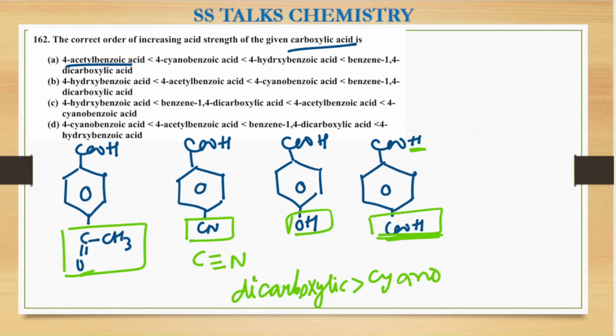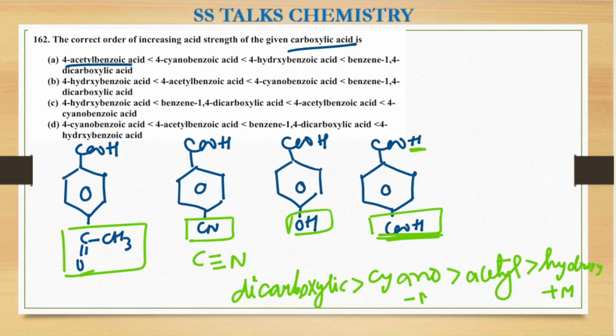So the cyanide group will be there, followed by your acetyl group, which is again applying only the minus M effect, and the least will be in the case of the hydroxy group, where the hydroxy group is applying the plus M effect to the benzene ring, that is, it is destabilizing the conjugate base that will be formed.